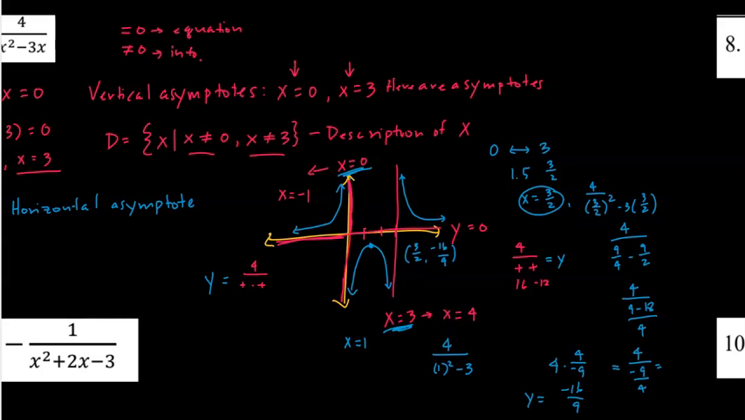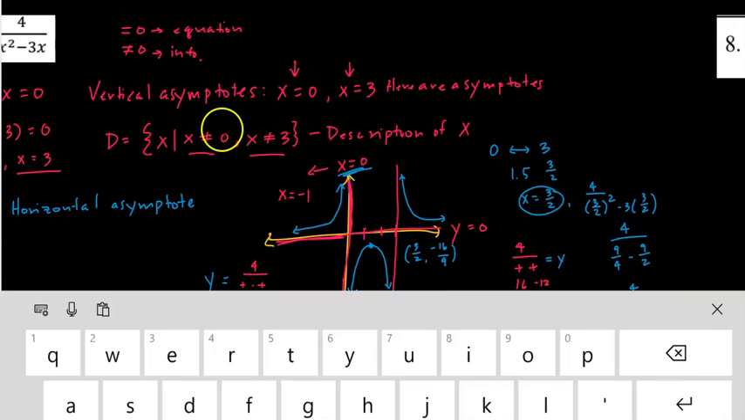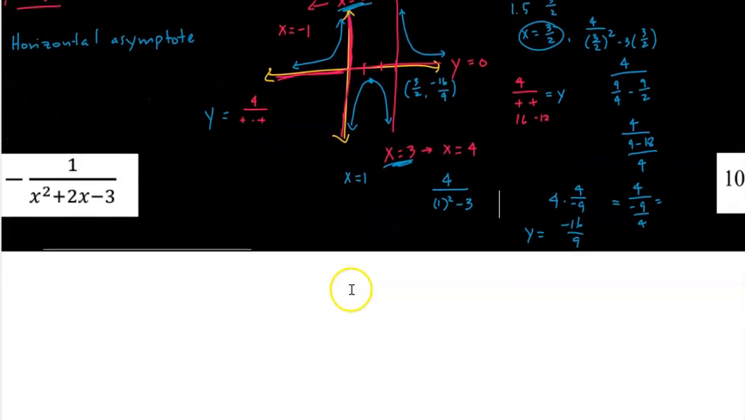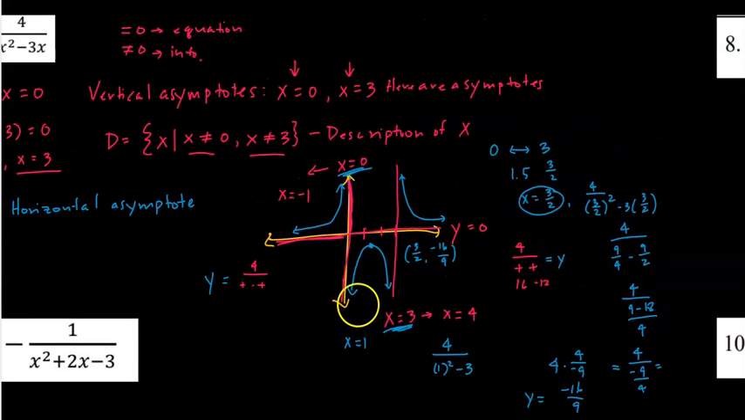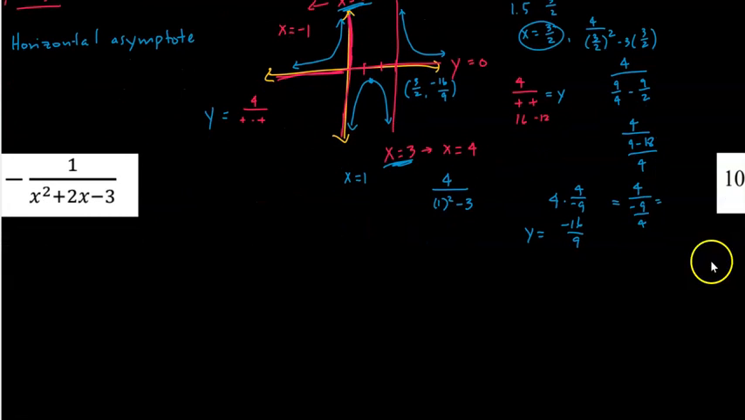How do we determine our range? Our range is going to start down here at negative infinity, right here, negative infinity, all the way down there. And then it stops at negative 16 over 9, but it includes negative 16 over 9. And then it jumps up to where this asymptote is.